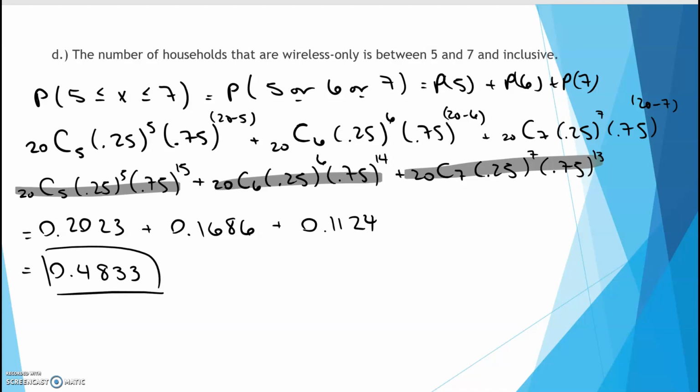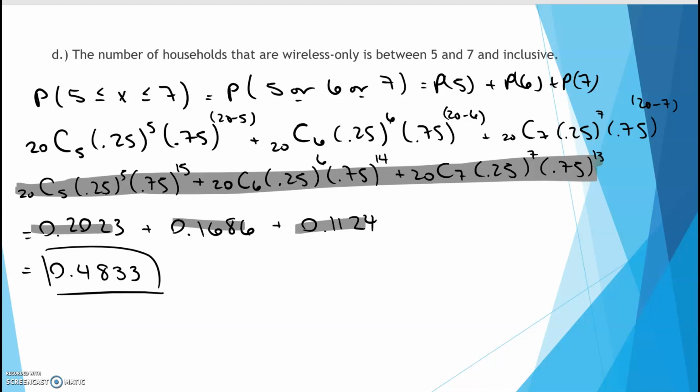Now you can enter this entire thing into your calculator, or you can take it a bit at a time and get each individual answer here and then add it all up. It will come out the same way. So this is like saying about a 48% chance. That's the probability that the number of wireless-only households will be between 5 and 7.